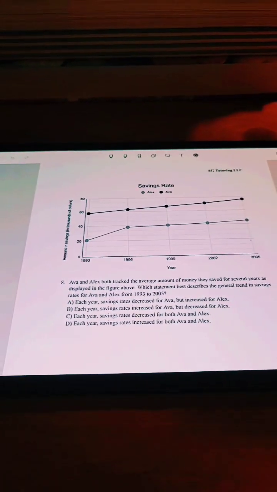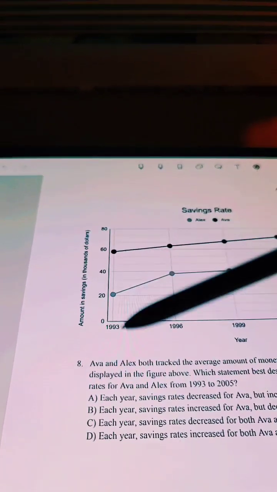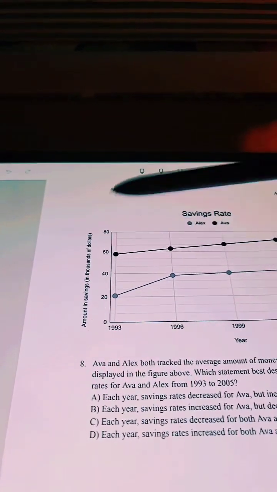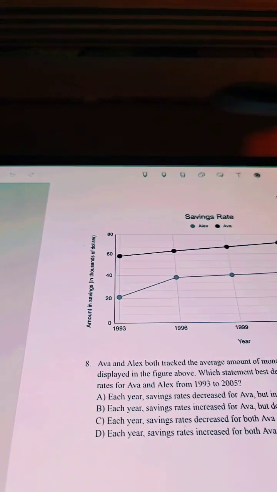It's showing the savings rate, and then we have the years here, amount in savings there, in thousands of dollars. Be very careful on the exam. They love to trick you with the scale on each axis, and also the units. You'll see this is in thousands of dollars, not just dollars.